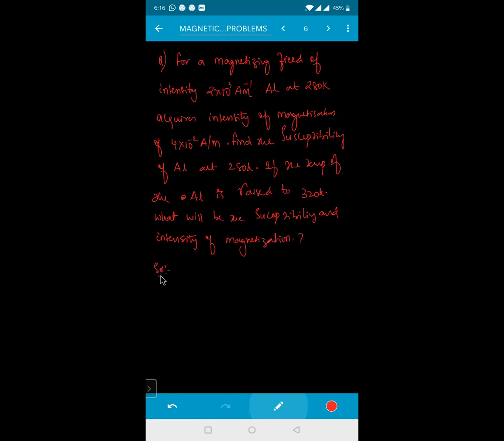Sir, here they have given H and I, right? Yes, see, for a magnetizing field of intensity H, I is given. That means what?